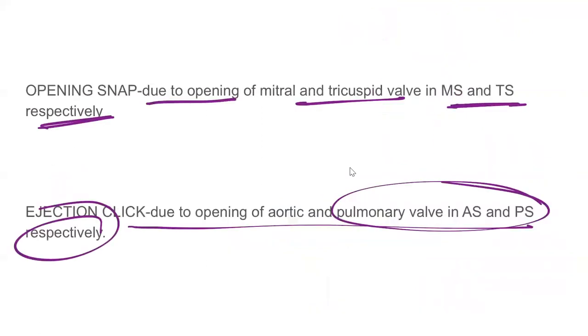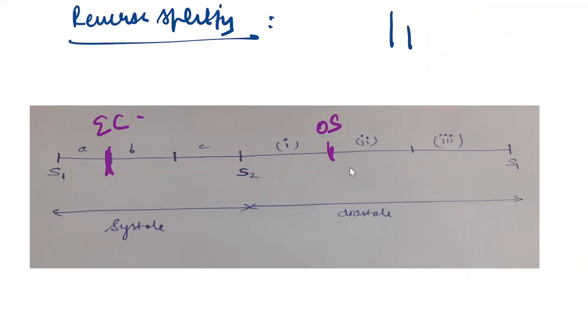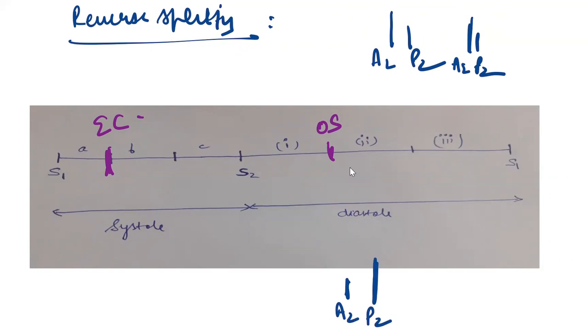Then there is also a condition in which there is a reverse split. A2 P2 is the normal phenomenon: A2 comes first and P2 second, and during expiration the gap decreases. But suppose P2 comes early and A2 comes late. During expiration, P2 would come close and A2 would become later.